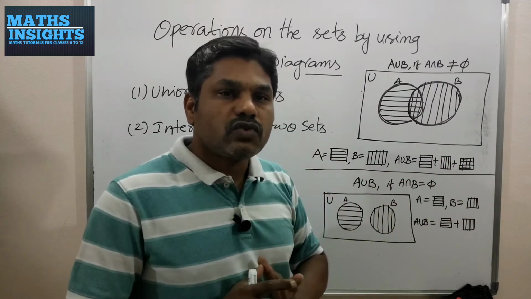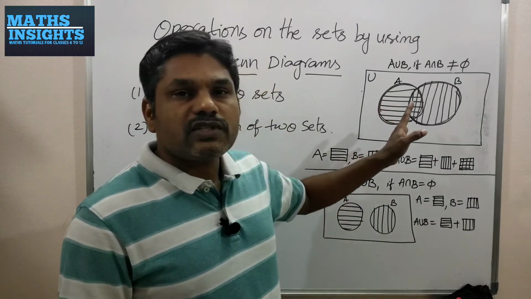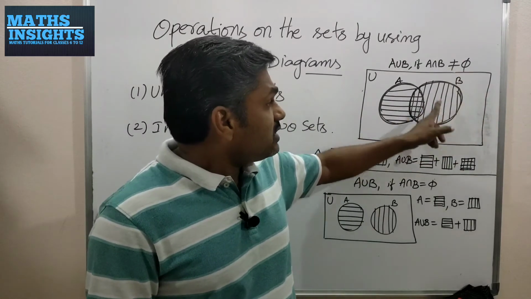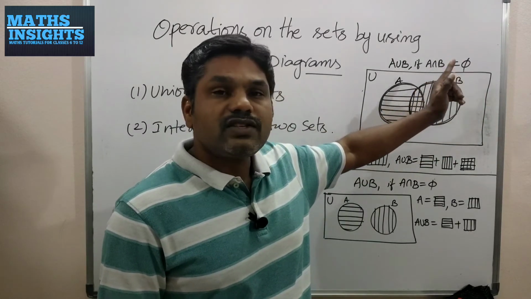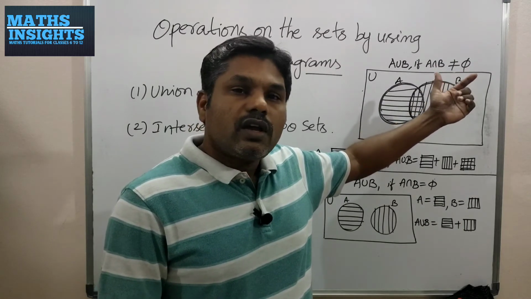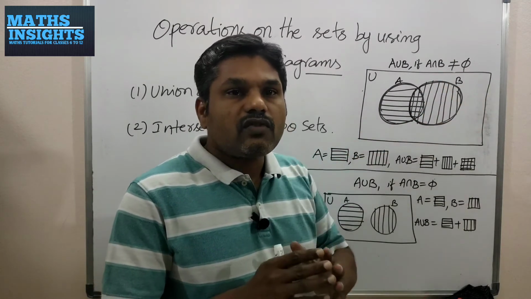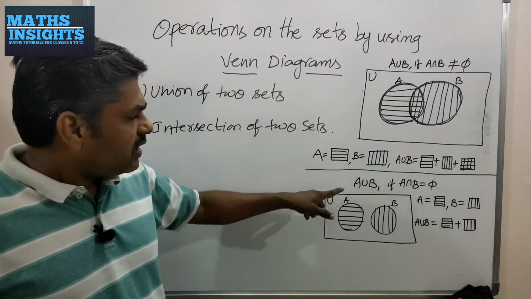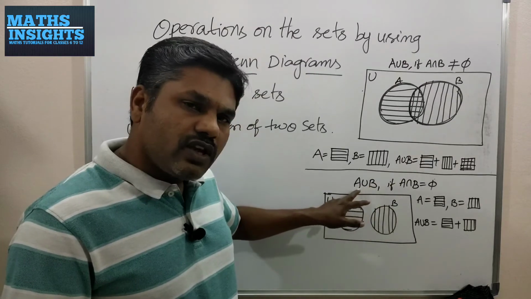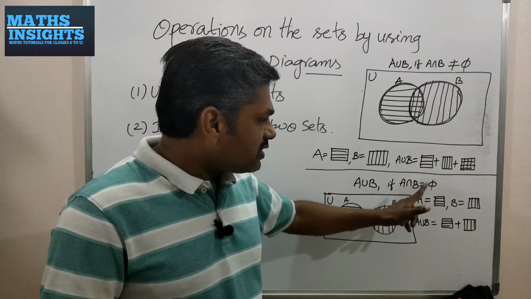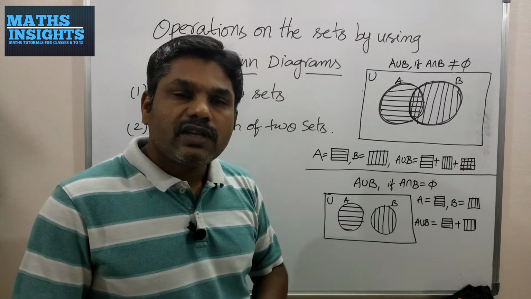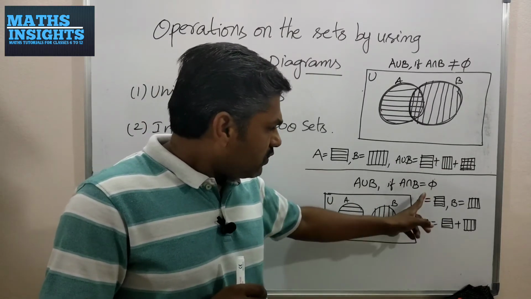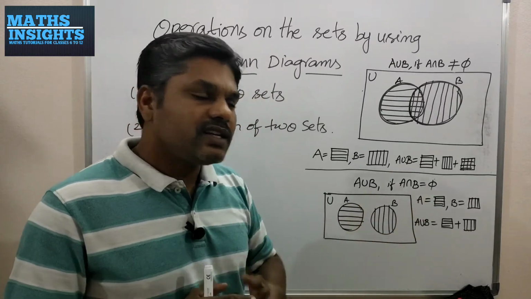If anybody asks you what is the area which represents A union B in this, you have to say the total. So this is when A intersection B is not equal to the empty set, meaning they have some elements which are common. Coming to the second, this is the representation of A union B when A intersection B is phi. That means there are no elements which are common to both A and B. That's why I didn't intersect the circles.